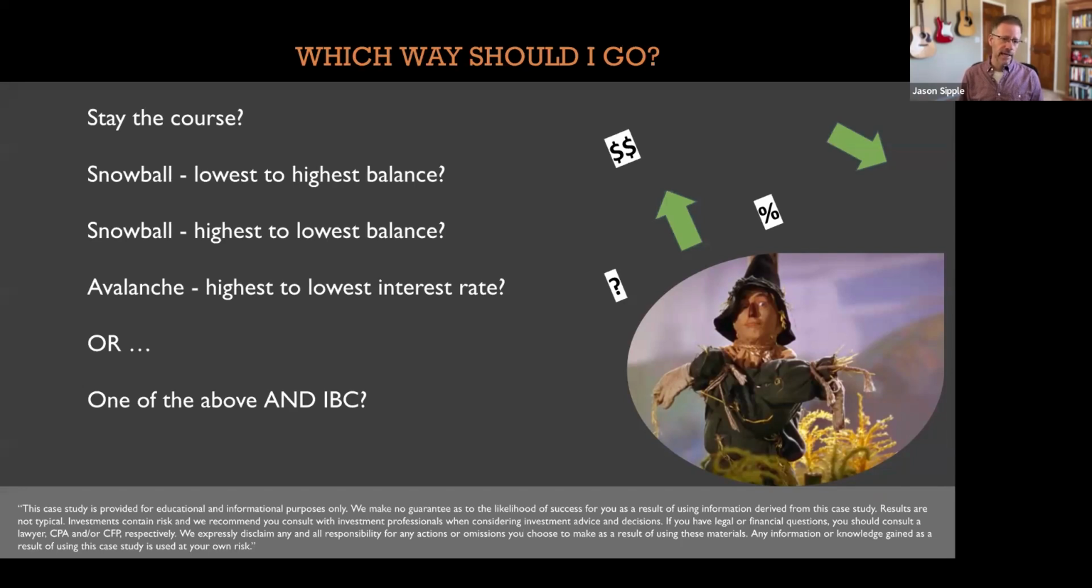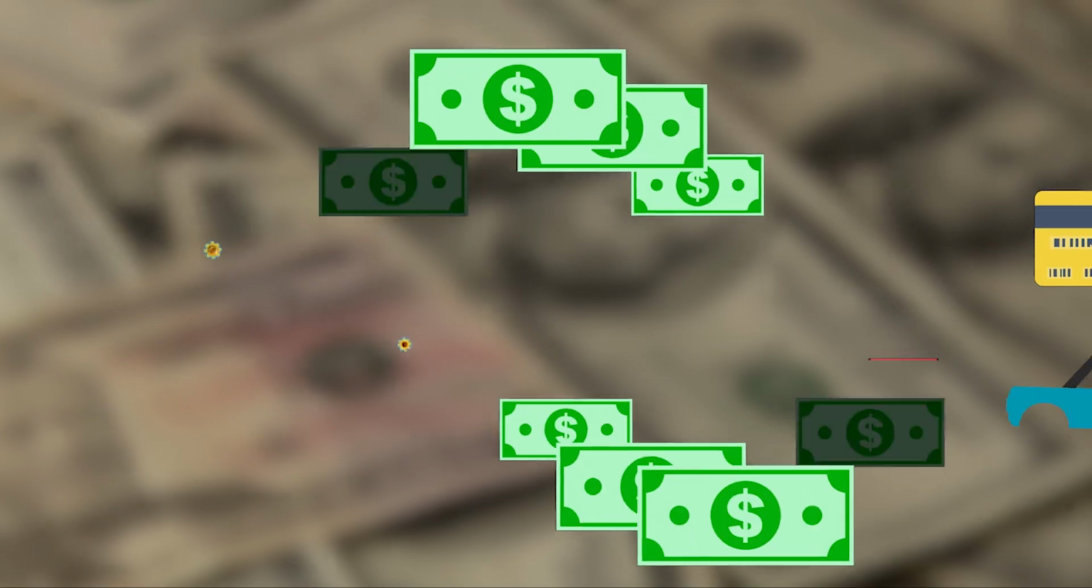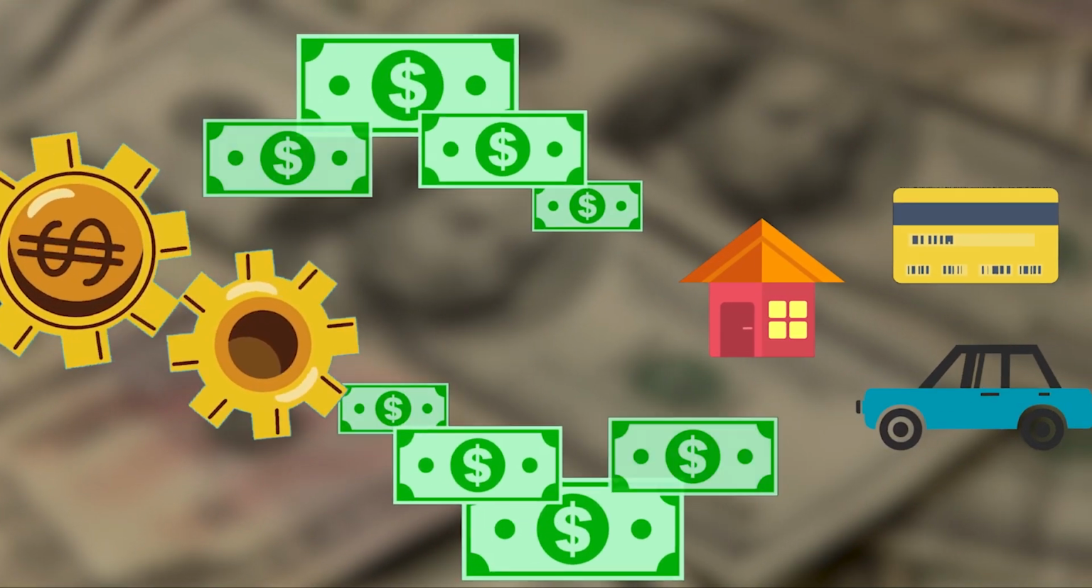And then there's the avalanche. The avalanche looks at the interest rates on the debt, and it basically orders them from the highest interest rate to the lowest interest rate. Now, you can pick any one of those. It's going to be better than doing nothing. But if you picked one of those and you added the infinite banking concept, it really becomes powerful.